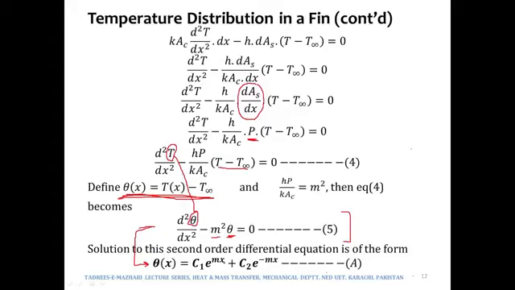So we will do the same thing here. We would require two boundary conditions, and we will put those two boundary conditions in equation A to find the values of C1 and C2. And once we find C1 and C2, we will put them back in A to get temperature as a function of x. That means we would be able to find the temperature distribution in the case of fins, meaning how the temperature varies along the length of the fin.